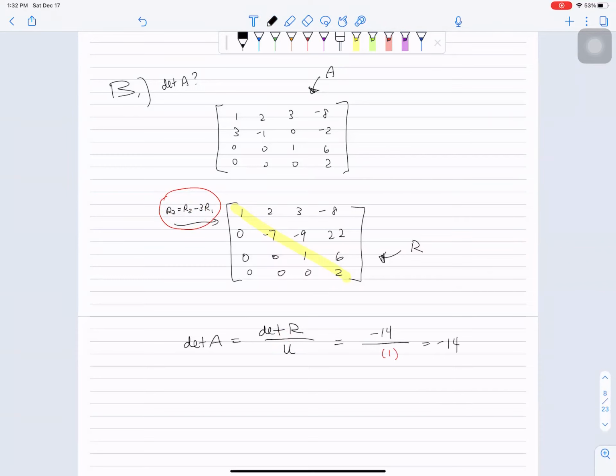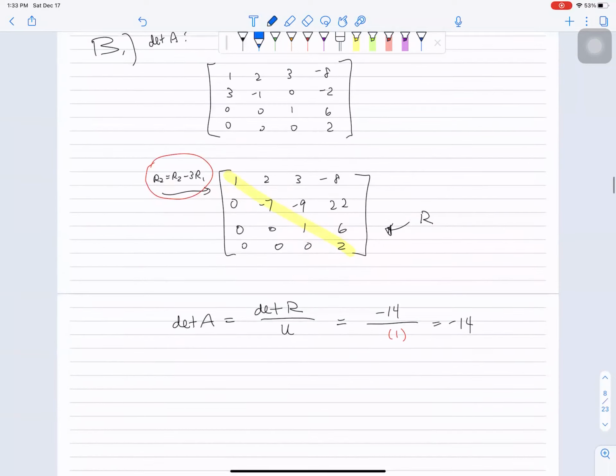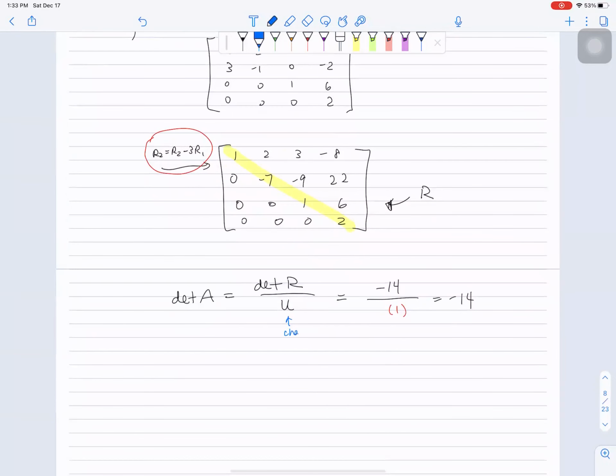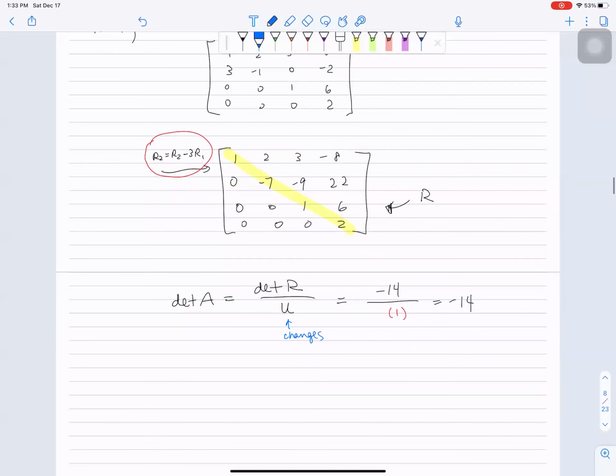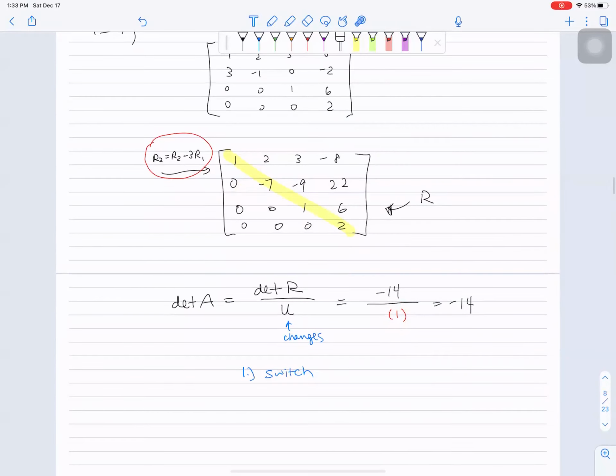Sorry, under what scenario would you not be 1? And if so, how do we find you? Yes, so U is any changes that you make when you're row reducing. So when you were row reducing, if you do a switch, then you should divide your determinant by -1.